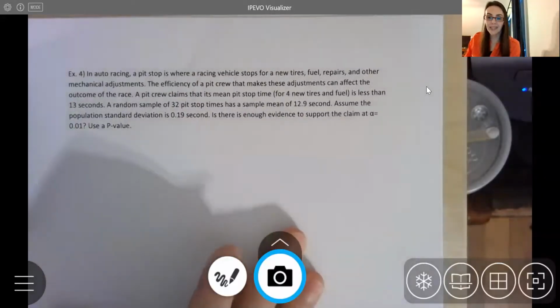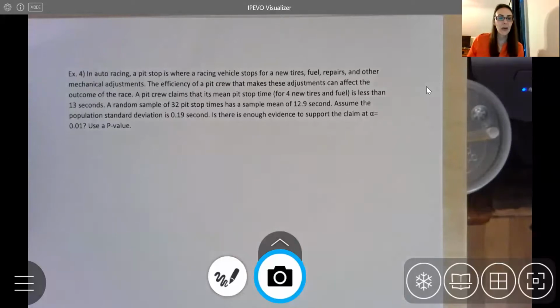All right, let's do a whole example from start to finish here. So in auto racing, a pit stop is when a racing vehicle stops for new tires, fuel, repairs, and other mechanical adjustments. So we're talking about racing, typically on a long sort of oval shaped track, right? The efficiency of a pit crew that makes these adjustments can affect the outcome of a race.